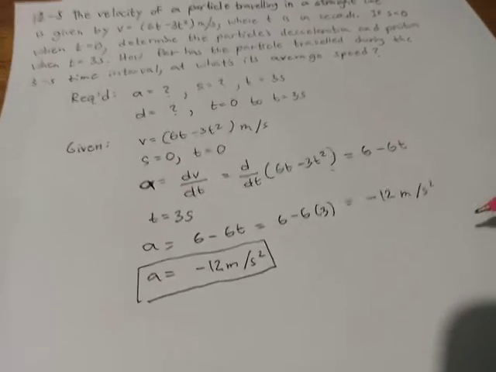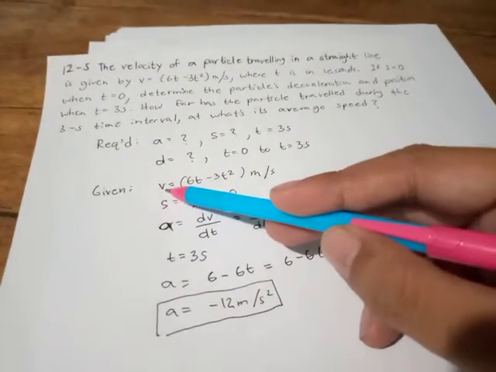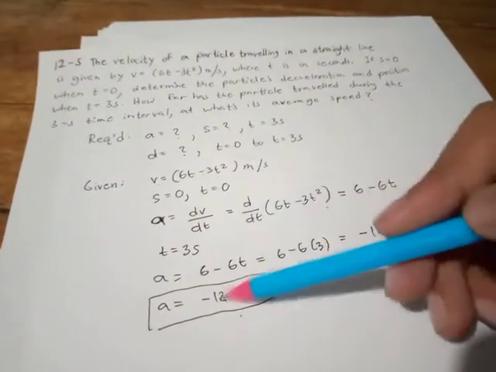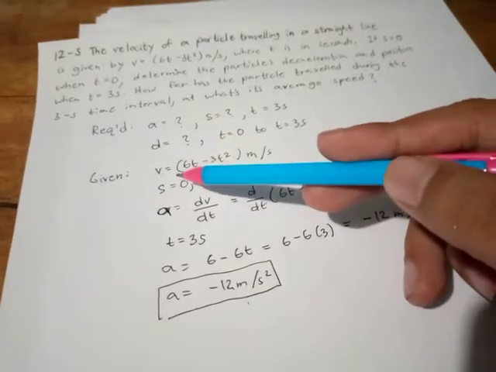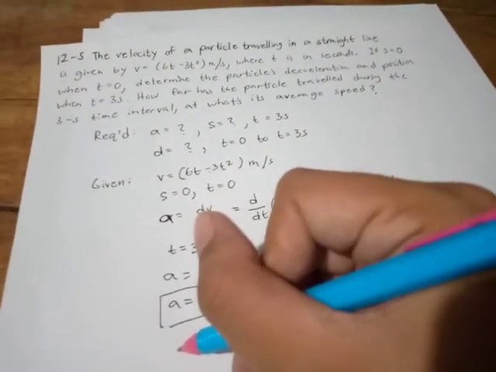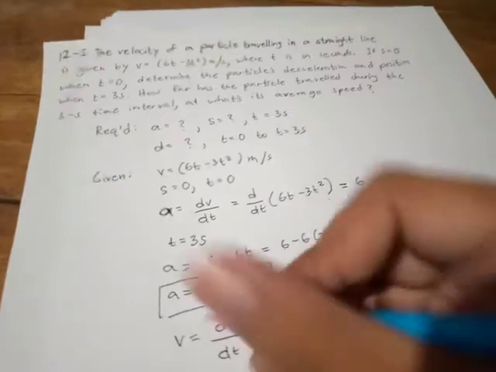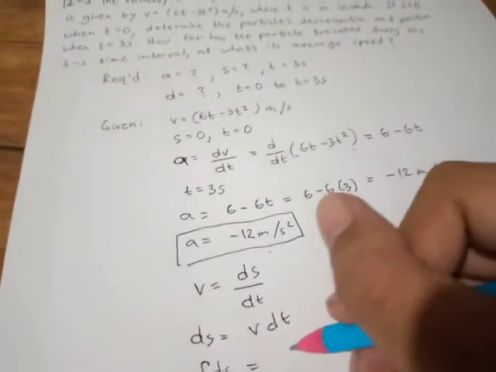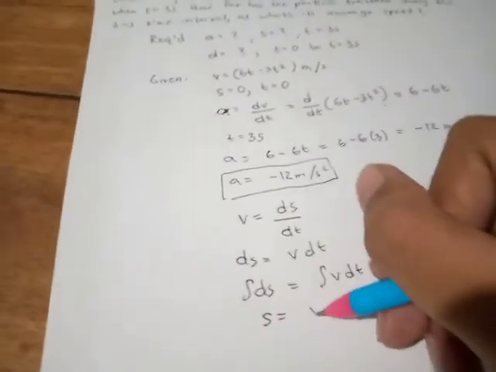Okay? So ang susunod naman na hinahanap is S. So ito yung given natin na V. Since ito yung given, hanapan natin ng paraan para makita natin ang S. So ano ba yung S in terms of V? Kung naalala nyo, V is equal to the change of position over time. So therefore, yung ds mo is equal to V dt. Tinranspose ko lang, no? And then if you integrate that one, so you have S is equal to the integral of V dt.